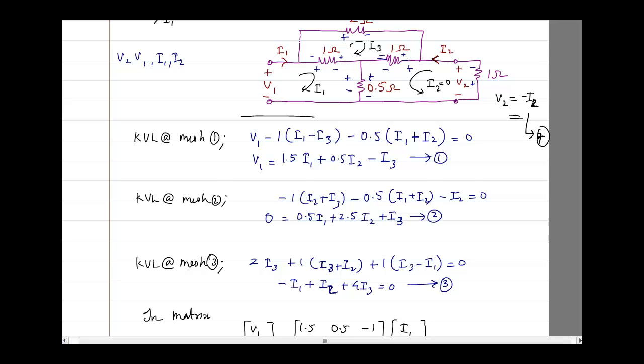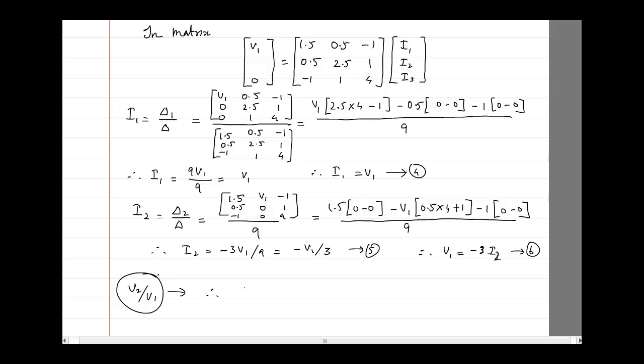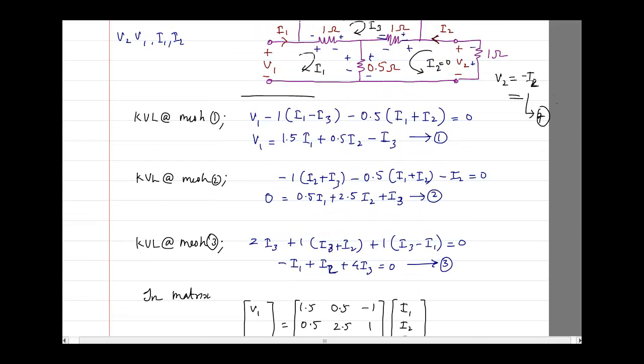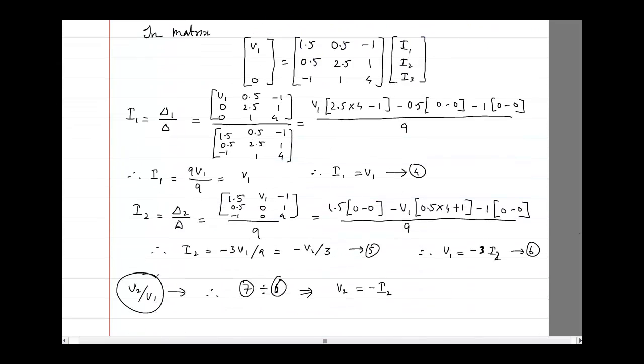Equation number 7. Okay. So if I want to find V2 by V1, I will divide equation number 7 by equation number 6. So what is equation number 7? Equation number 7 is V2 is equal to minus I2, which I got from here. Okay. And divided by V1 is equal to minus 3I2, from which I will get V2 by V1 is going to be equal to minus 1 by minus 3, which is 1 by 3. So I have got V2 by V1.